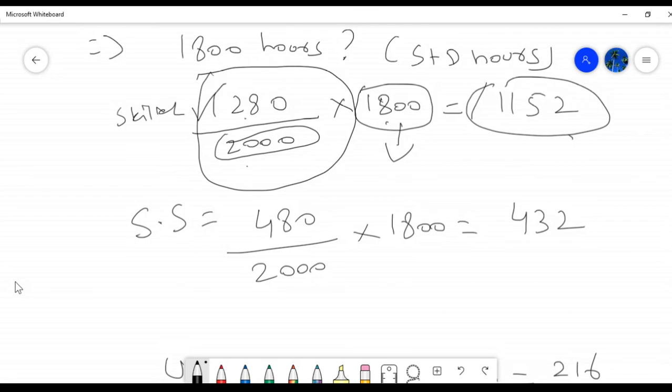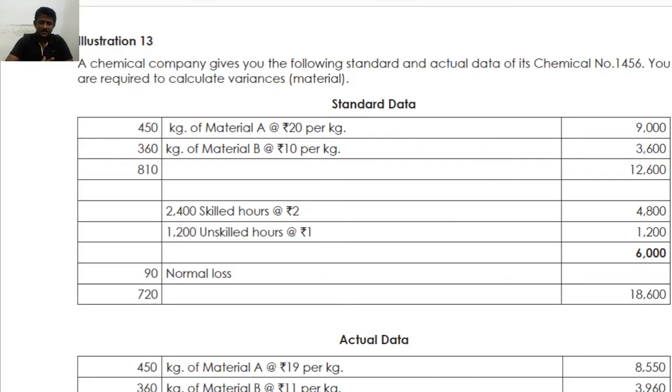So this is the answer. Okay, we'll go to the next problem. Just go through this question. A chemical company gives you the following standard and actual data of its chemical number 1456. You are required to calculate the variances, material as well as labor.